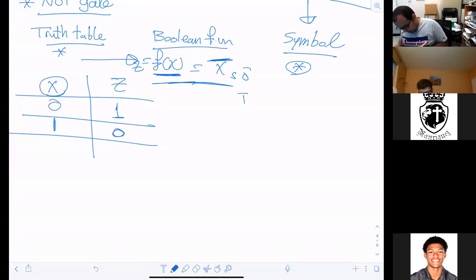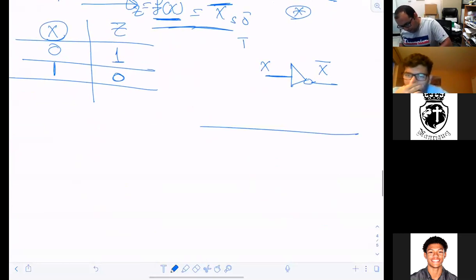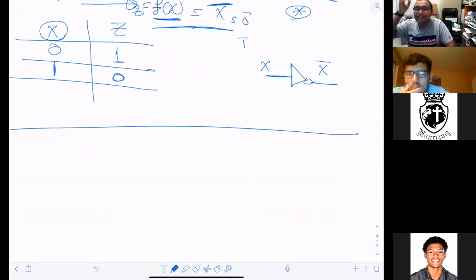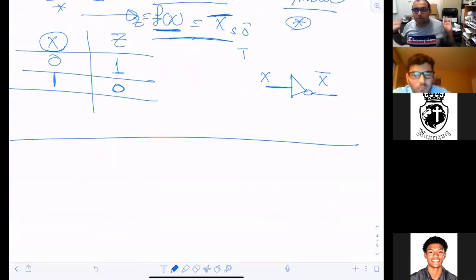Then I have to make the symbol. So the symbol is going to be like that. This is X and this is X complement. This is something you have to put in your head exactly like 1 plus 1 is equal to 2. You already have X and X complement for the NOT gate. Any questions so far?